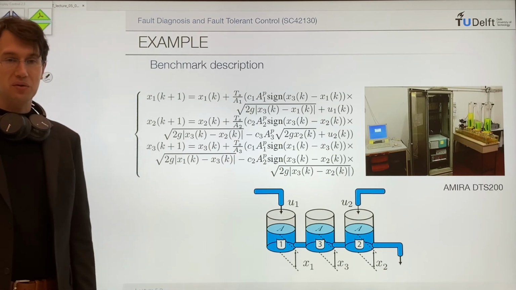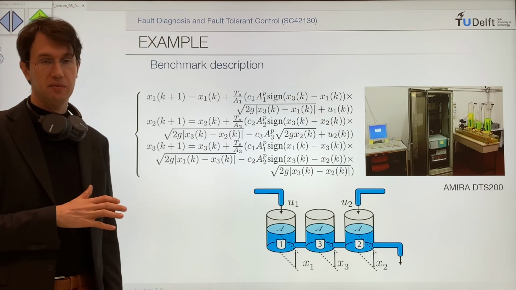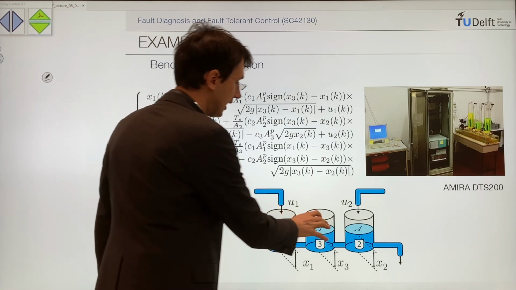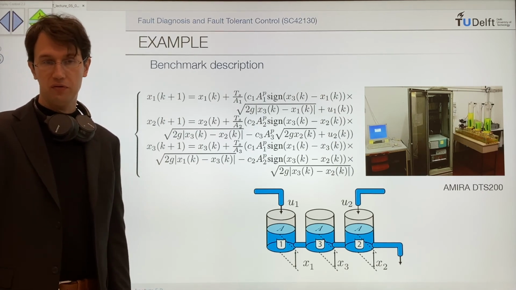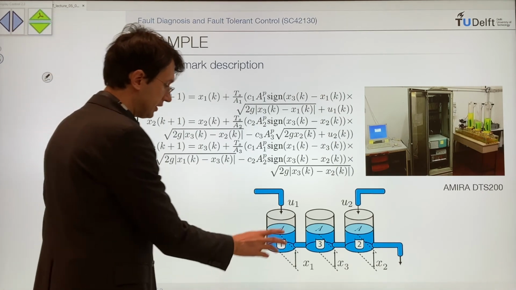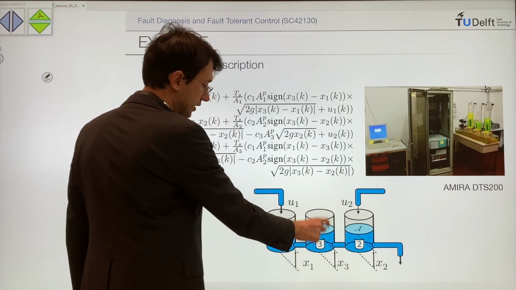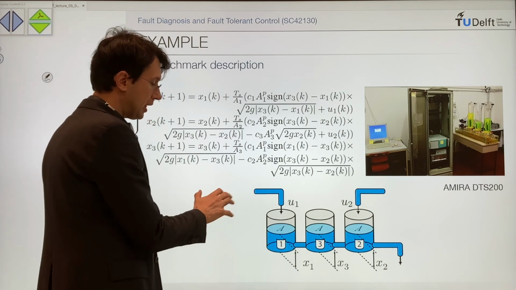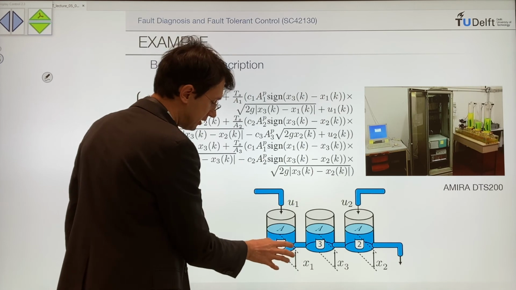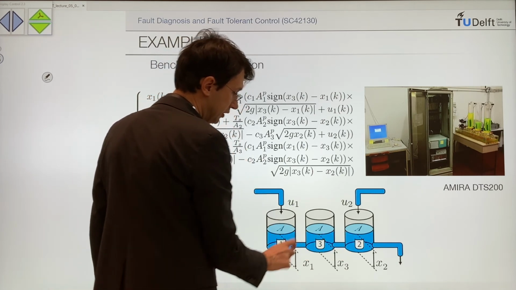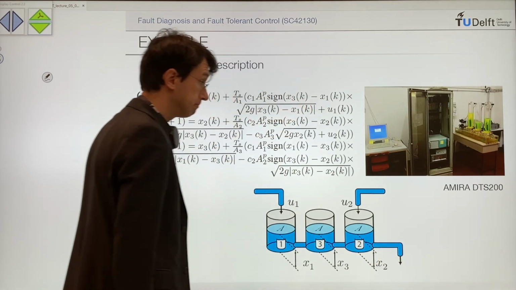Okay, so let us introduce an example. The example is a classic one. It is based on the three tanks system. It is a benchmark that is used a lot for fault detection. You have tanks 1, 2, and 3. Tank 3 is in the middle. You have pumps directly feeding tanks 1 and 2. You have pipes interconnecting 1 and 3, and 2 and 3. And finally, you have a drain out of tank 2.